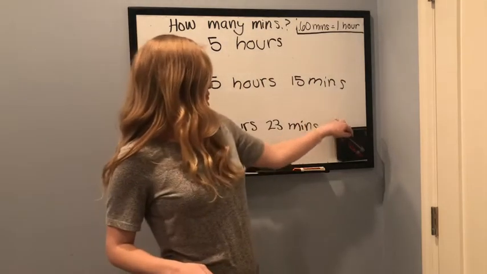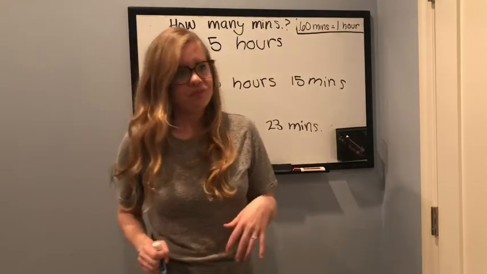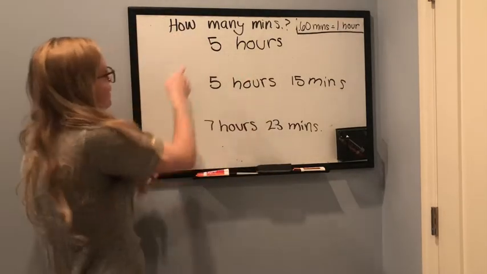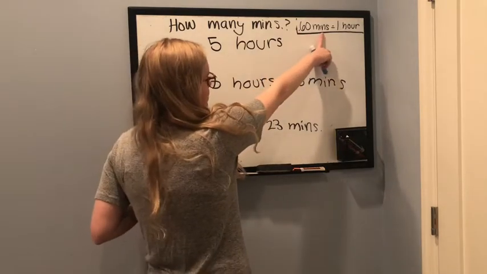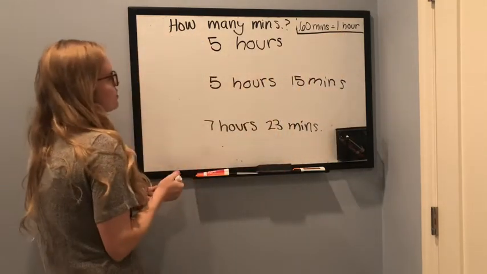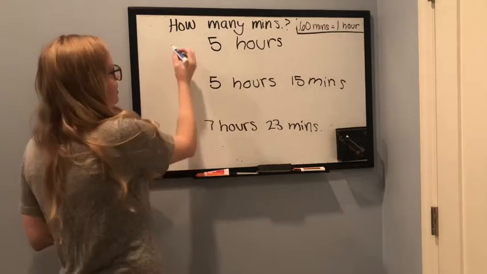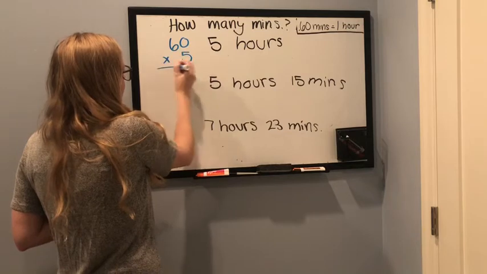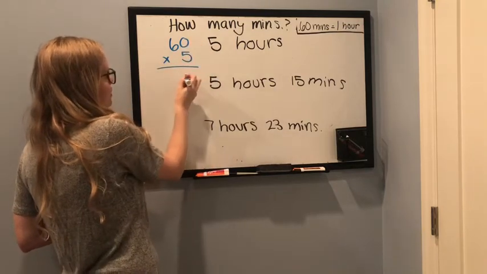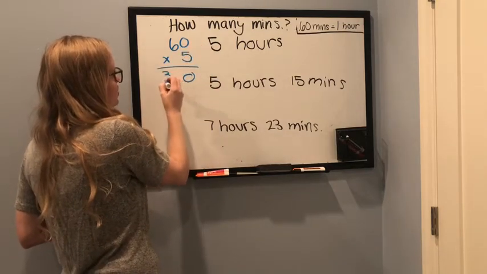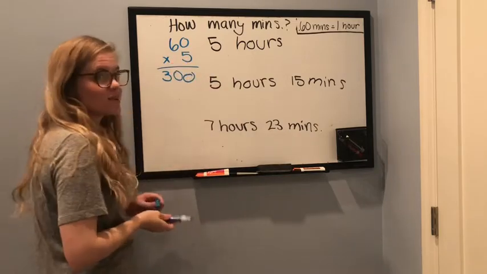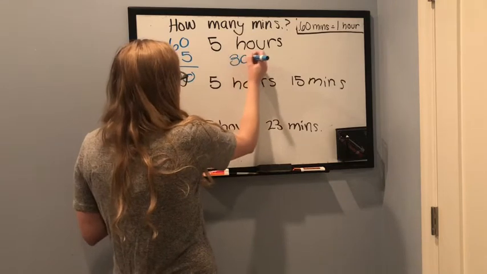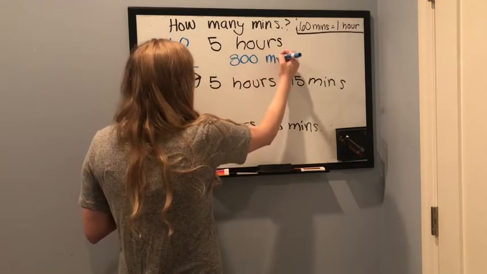All right, coming back together. I hope that went well for everyone. So 5 hours. We know that 60 minutes is in 1 hour. So we have 5 groups of 60. So 60 times 5. 5 times 0 is 0. 5 times 6 is 30. Or 5 times 60 is 300. So 5 hours is 300 minutes.